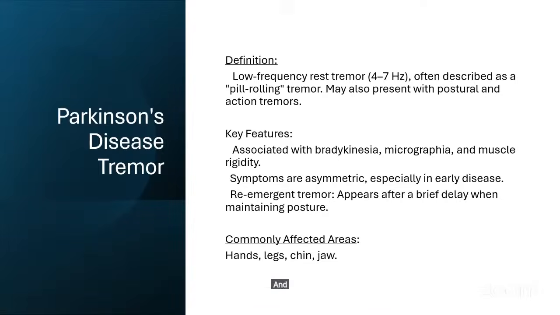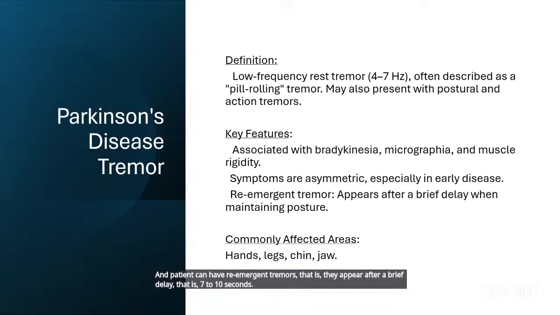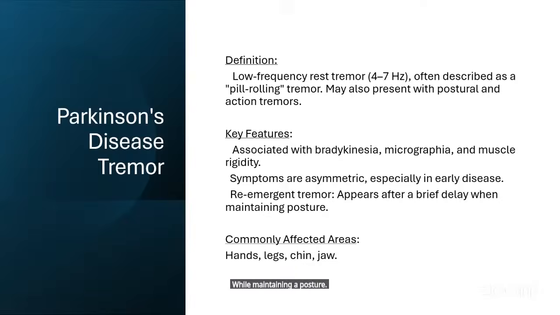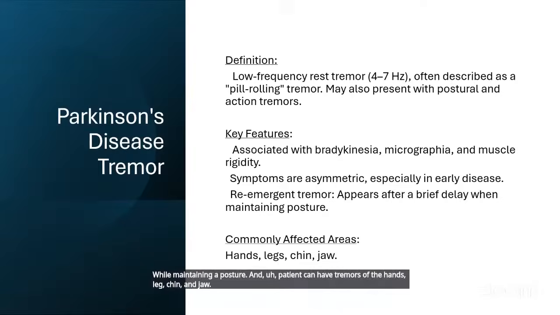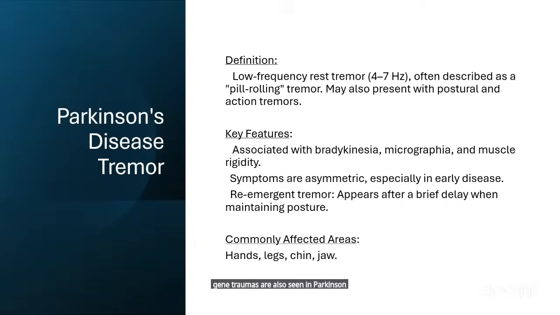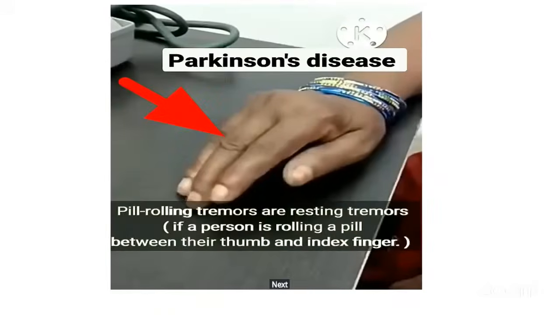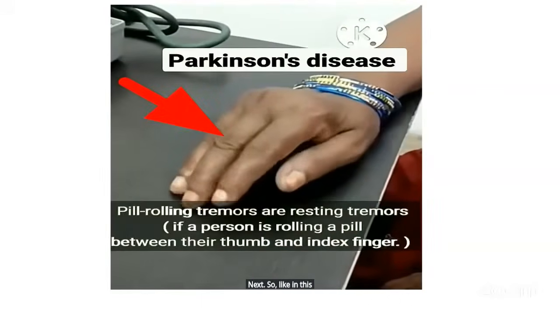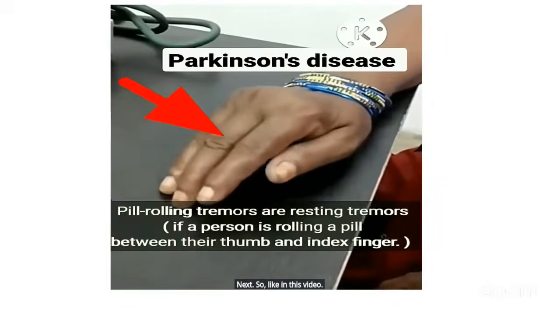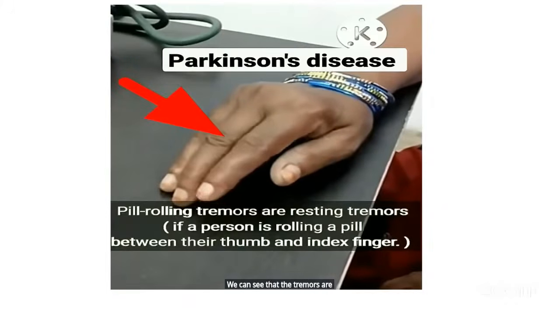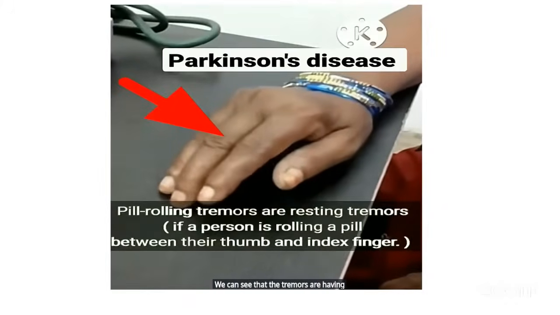Patients can have re-emergent tremors, that is, they appear after a brief delay of 7 to 10 seconds while maintaining a posture. And patients can have tremors of the hands, legs, chin, and jaw. Chin and jaw tremors are also seen in Parkinsonism patients very commonly in advanced cases. Next. Like in this video, we can see that the tremor has a pill-rolling movement.